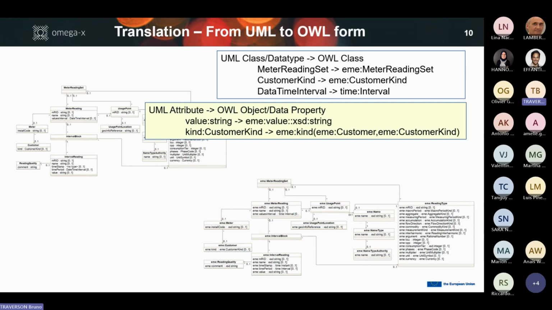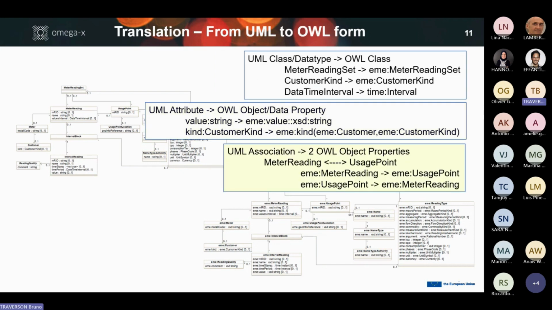For instance, if the value is a string, it can be mapped onto the data property value string, as shown in the slide. In case, for instance, the kind of a customer is a complex data type, it has to be mapped onto object properties linking a customer and a customer kind. Here also, it's only a syntactic transformation. It's not very difficult to understand semantically.